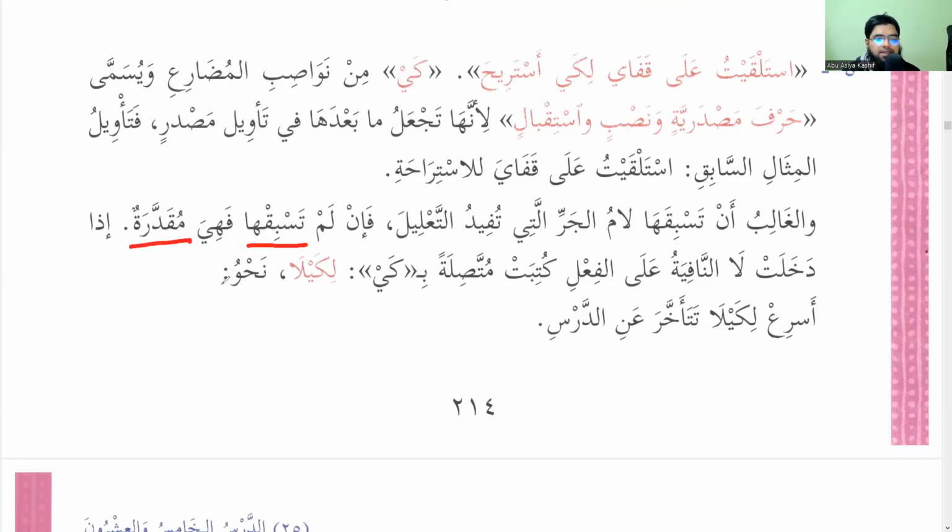So even if you don't say the li kai, we just say kai, that means you have to understand that there's a li there. There's a li there, okay? It's just underestimated. So it has to come. Li has to come, he says. Even if it's not there, you just imagine it.